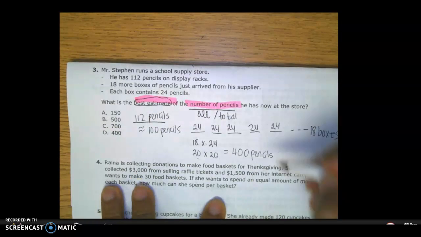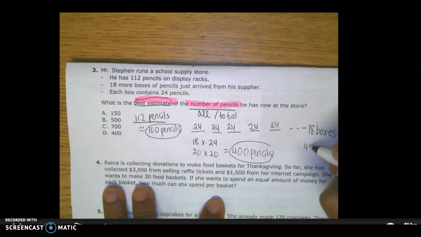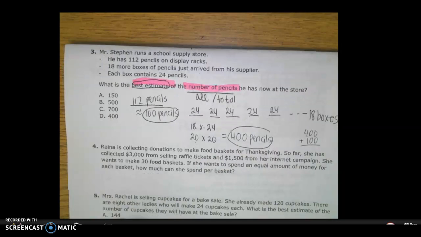So 400 pencils just arrived, and there's about 100 pencils on the display rack. So you need to combine this and this, right? 400 and 100 and find the answer. Okay, number 4.